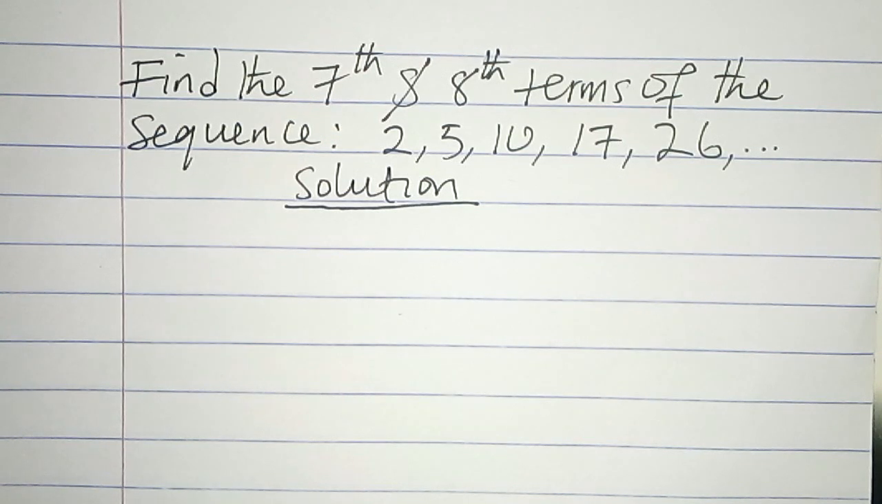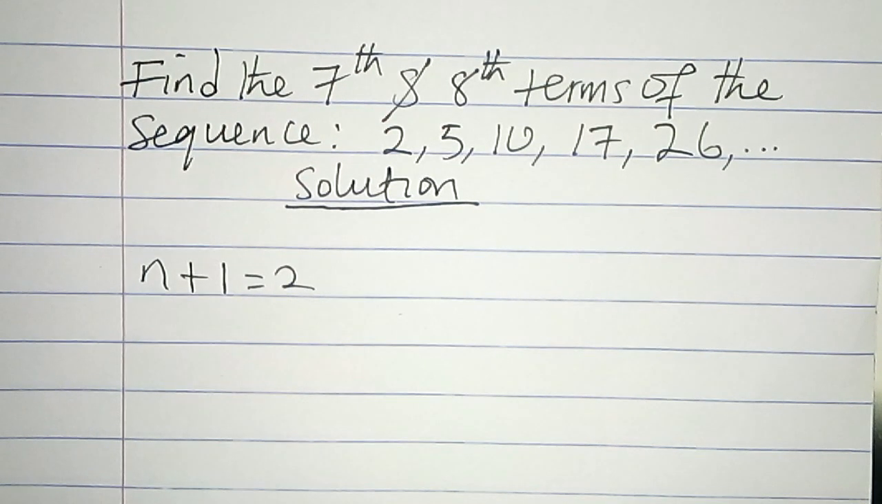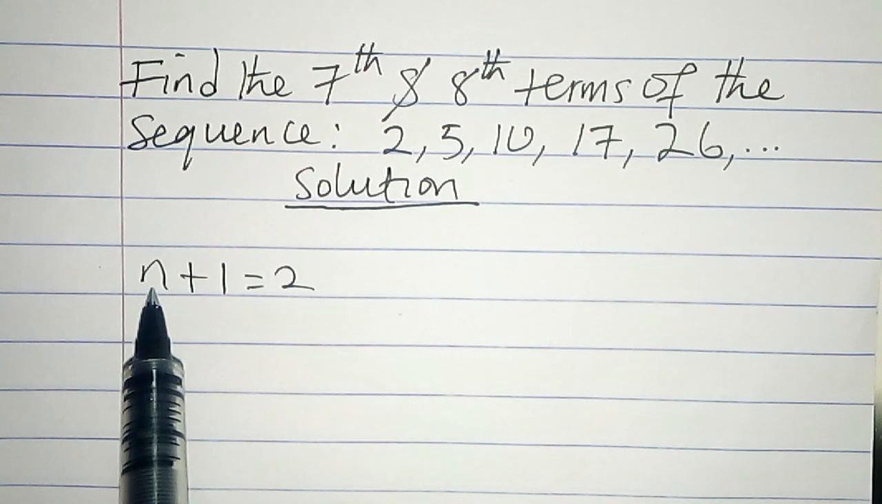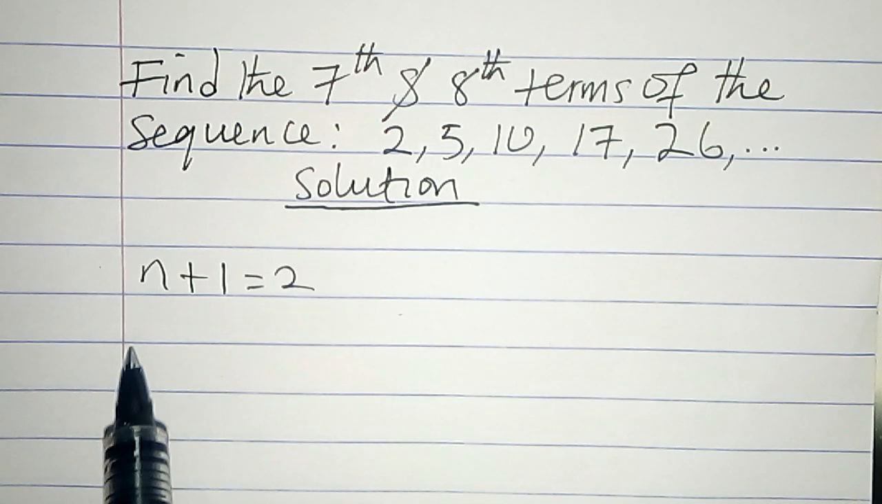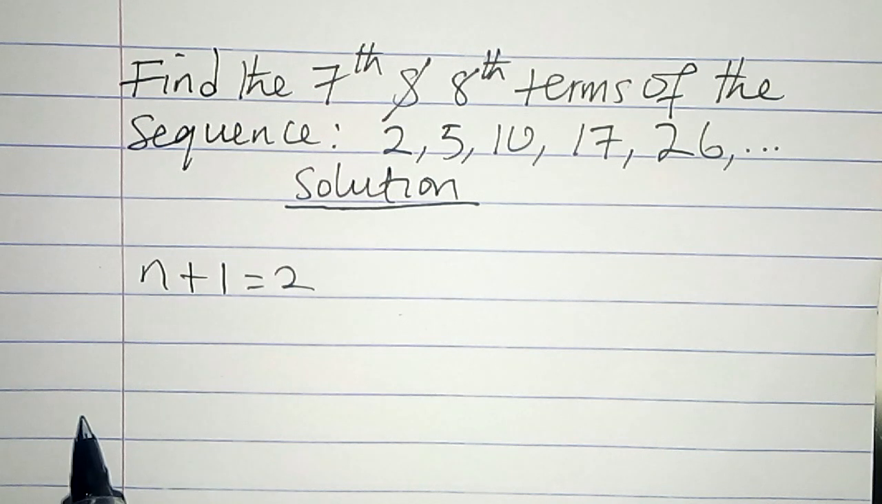If we look at the first term, 2, you will agree with me that 1 plus 1 will give us 2. That is to say that n plus 1 will give us 2. Now, this pattern is correct for the first term. Now, let us try the same pattern for the second term. n is 1, don't forget, because we're talking about the first term. Now, let us try it for the second term. 2 plus 1 will give us 3. Meanwhile, our second term is 5. So what do we do? We are seeing that the pattern is not working. So we have to look for a way to make it work.